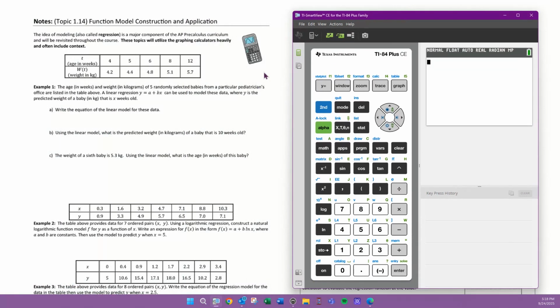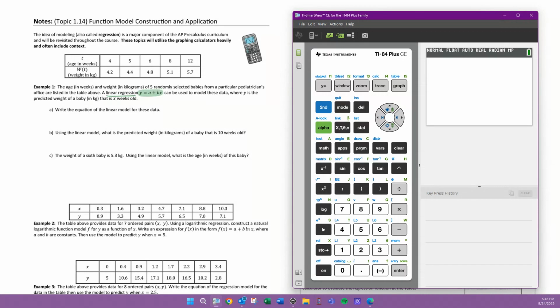Now, we're just going to jump right into it because really seeing examples here is what's going to help us out. This question in example 1 says, the age in weeks and weight in kilograms of 5 randomly selected babies from a particular pediatrician's office are listed in the table above. A linear regression, y equal to a plus bx, can be used to model these data. 99% of the time, the question is going to tell you what kind of regression you're writing. In this case, a linear regression in the form a plus bx.